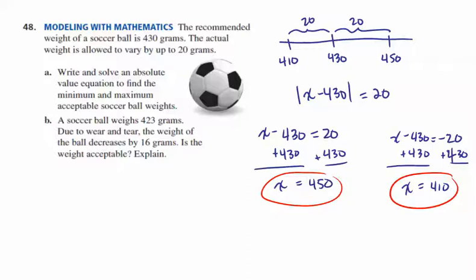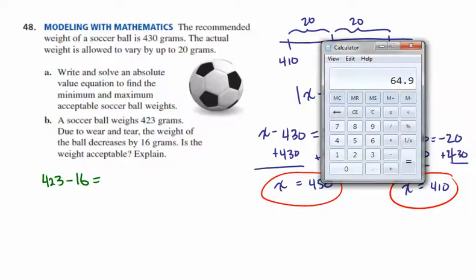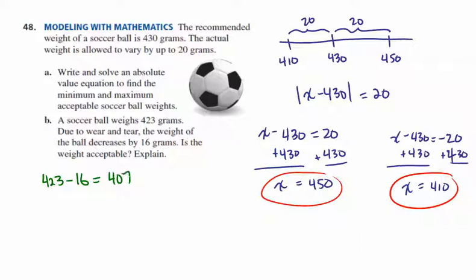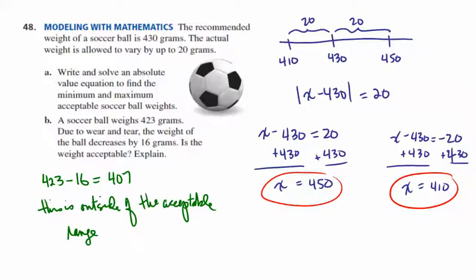Now, part B, a soccer ball weighs 423 grams. Due to wear and tear, the weight of the ball decreases by 16 grams. Is the weight acceptable? Explain. So, it was 423. 423 minus 16 now gives us a weight of 407. And we just say this is outside of the acceptable range. And so that's it. It has to be in between 410 and 450. So that'll do it for problem type number 6 in this video.